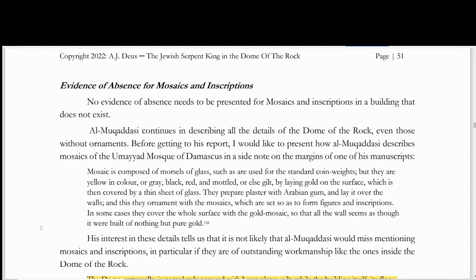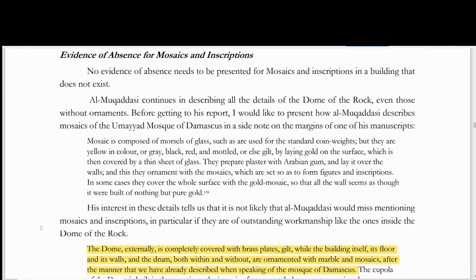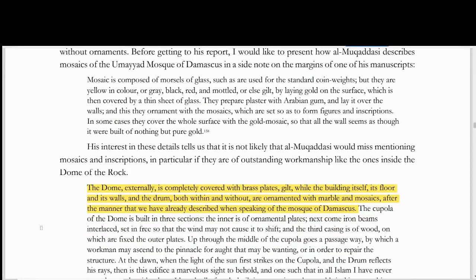Before getting to his report, I would like to present how Al-Muqaddasi describes mosaics of the Umayyad Mosque of Damascus in a side note on the margins of one of his manuscripts. So here it is. He says, mosaic is composed of morsels of glass such as are used for the standard coin weights, but they are yellow in colour or grey, black, red, mottled, or else gilt, by laying gold on the surface, which is then covered by a thin sheet of glass.